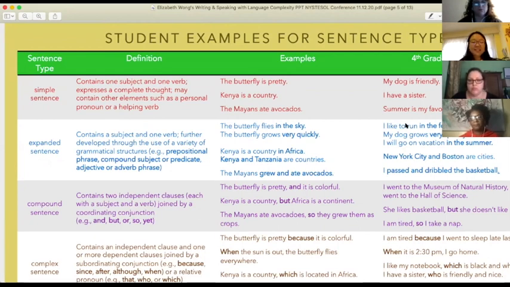The expanded sentence examples may include, I like to run in the 4 seasons. My dog grows very quickly. I will go on vacation in the summer. Oftentimes with the expanded sentences, the expanded part answers the how or the when or the why. So for example, when do you run? I like to run in the 4 seasons. How is your dog doing? My dog grows very quickly. When will you go on vacation? I will go on vacation in the summer.